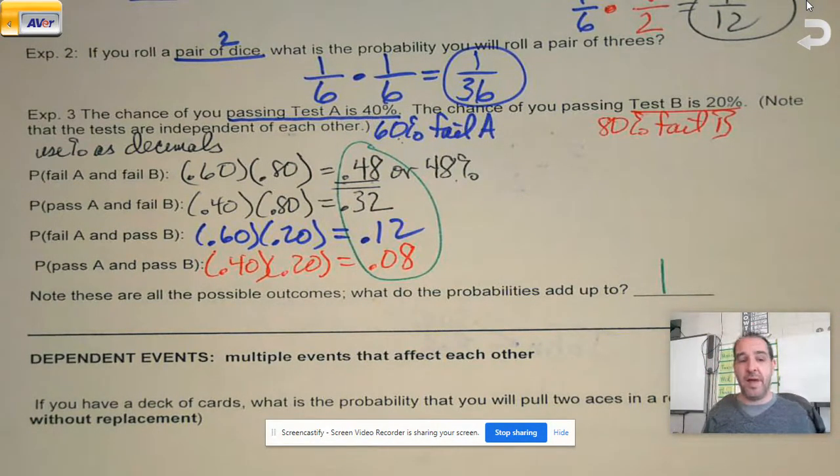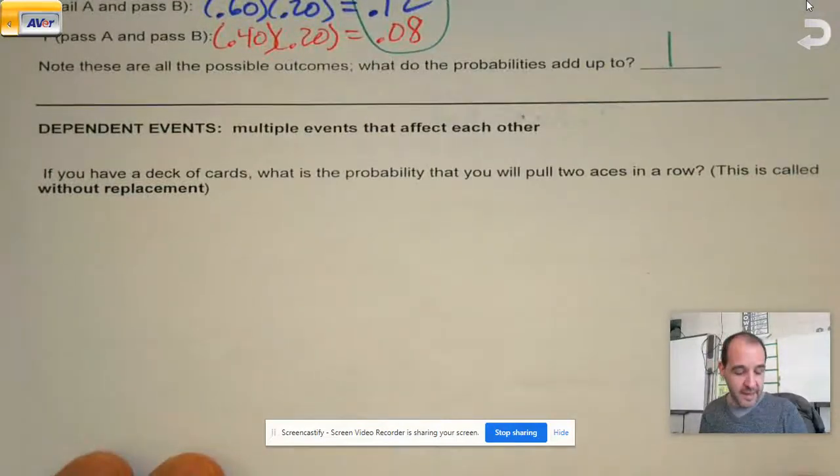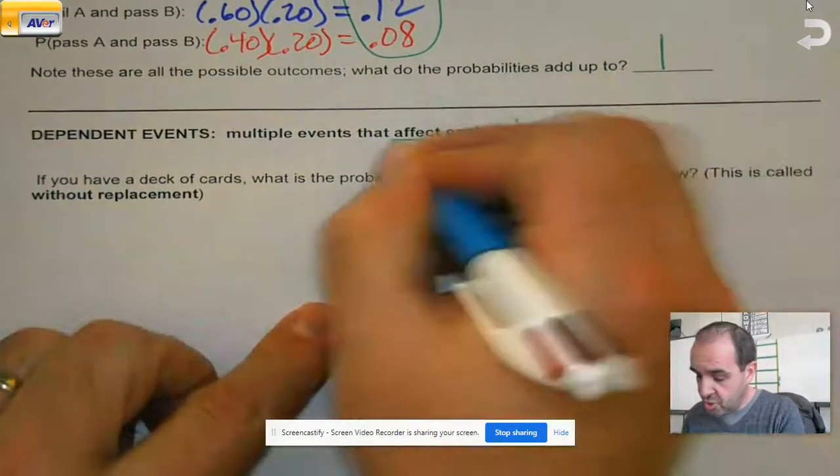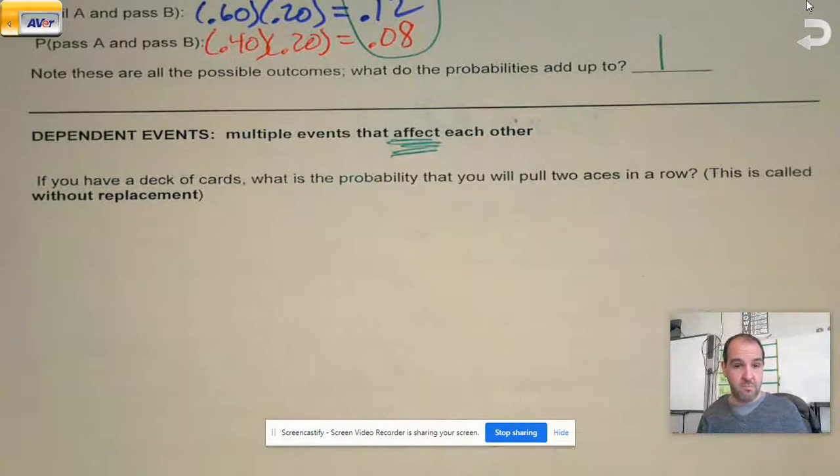Okay, those were independent events. One thing happens, it has no bearing on the other thing happening. Well, what happens if we get into some situations where the events do affect each other? Okay, so we're going to go back to our deck of cards. So if you need to flip back and forth here, we can do that. If you have a deck of cards, what's the probability that you will pull 2 aces in a row? This is called without replacement.